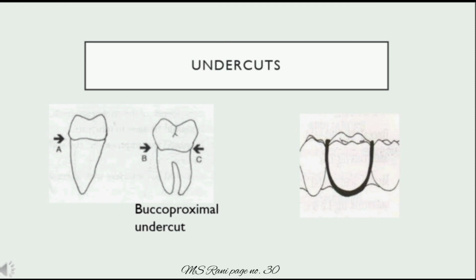What is undercut? Undercut is the portion of tooth surface just below the height of contour. The types of undercuts are mesiodistal, buccolingual and proximal.